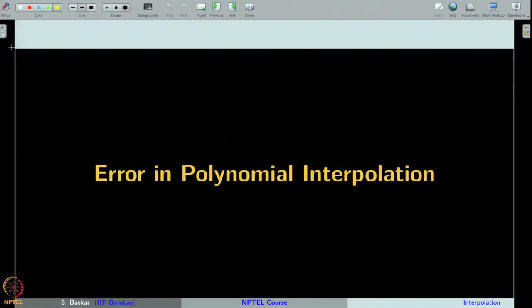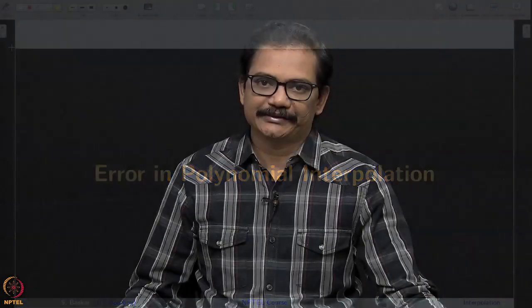We will study in detail the mathematical error involved in the polynomial interpolation in this class. There are two levels of errors involved in the polynomial interpolation. We will quickly see what they are.